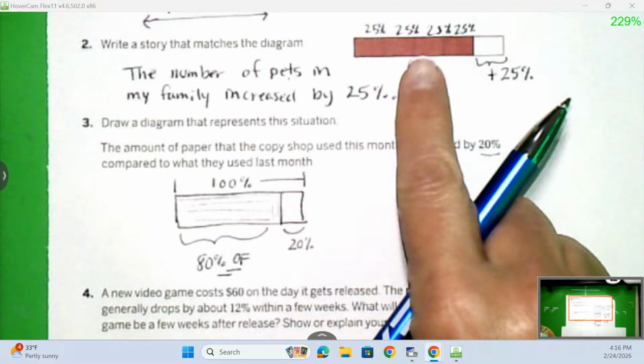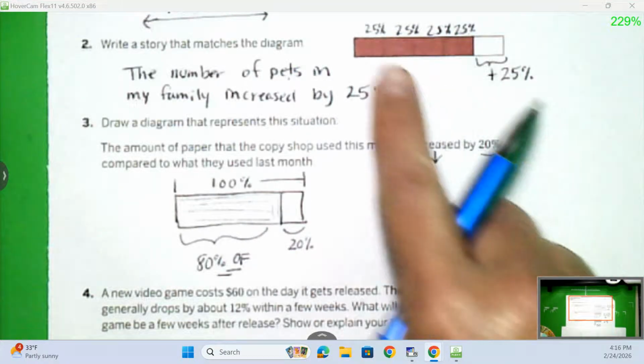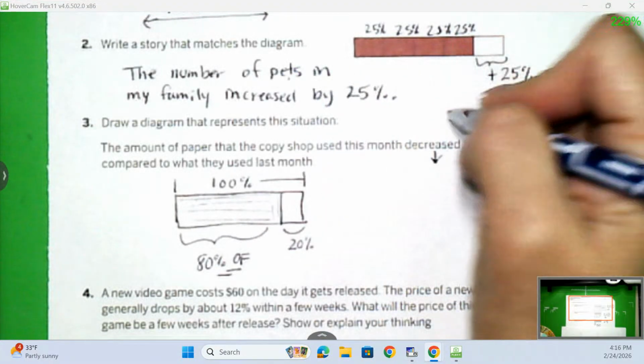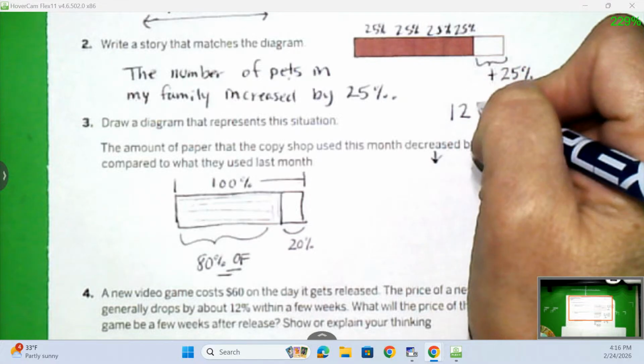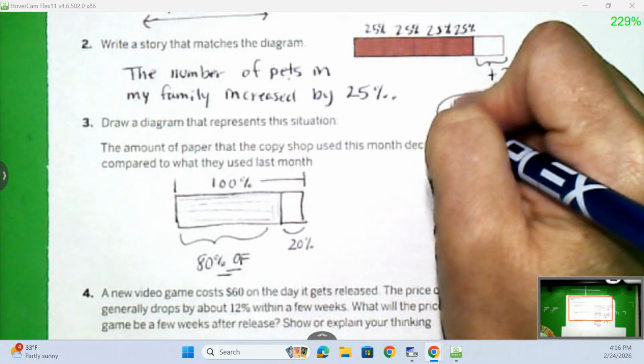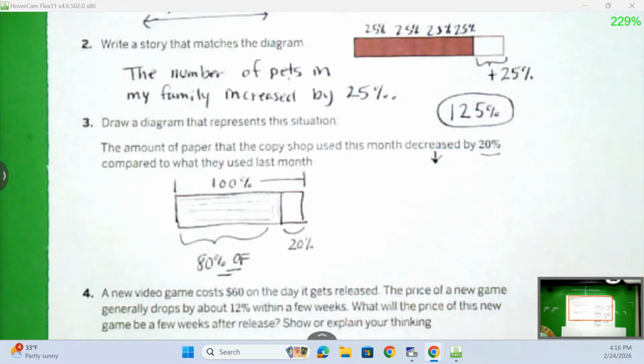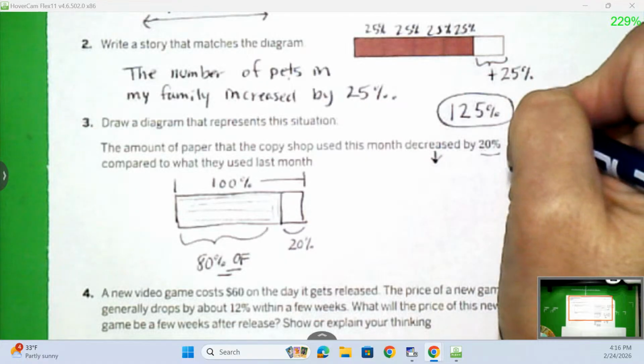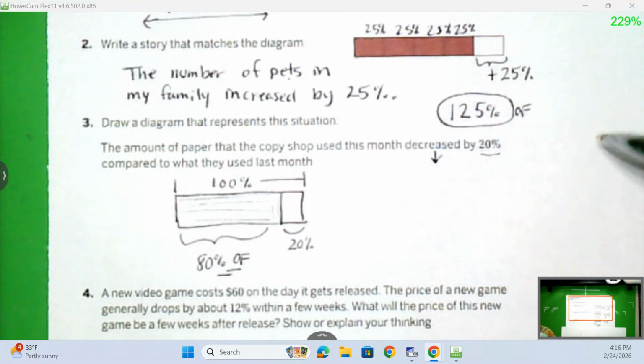By comparison, if you're looking at story number 2, we have 100% plus 25%. So this would be 125%, or 125% of, for my 25% increase.